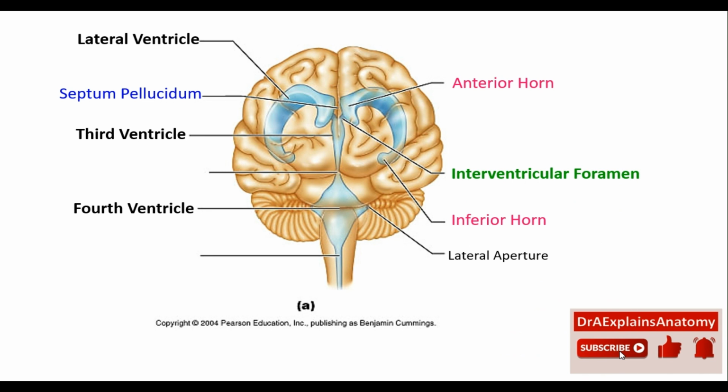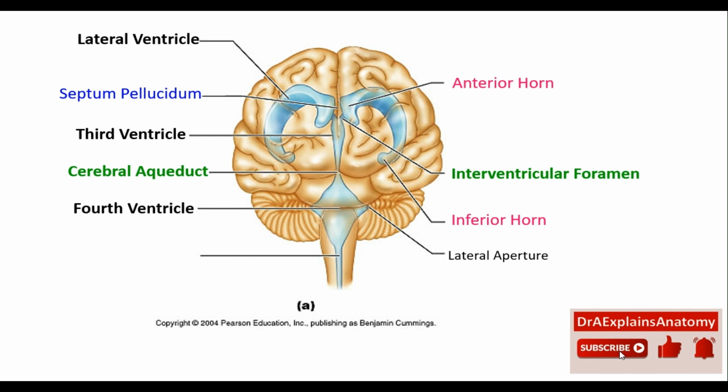Right here we have the interventricular foramen. The ventricles are a space in the brain. They are all filled with the cerebrospinal fluid. The interventricular foramen allows the cerebrospinal fluid to circulate between the lateral ventricle and the third ventricle.